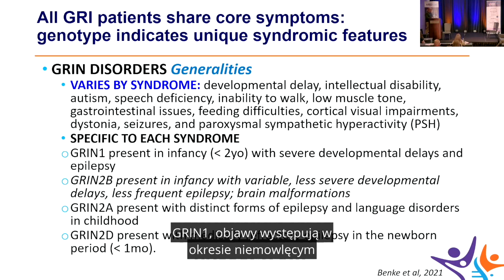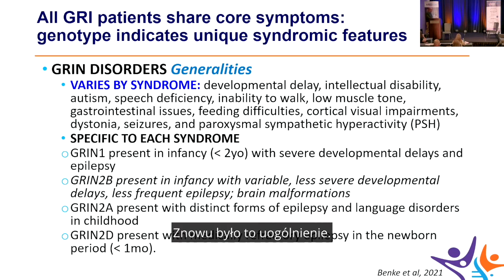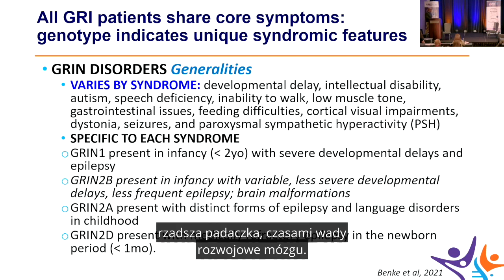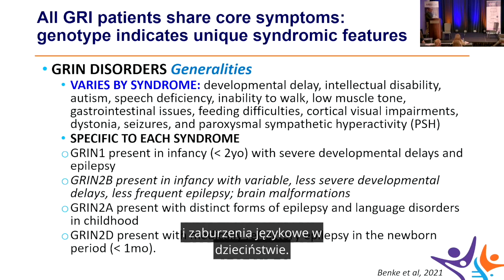GRIN1, the symptoms are present in infancy with severe developmental delays and epilepsy. Again, this was a generalization. This isn't true for everybody. GRIN2B, present in infancy with variable, less severe developmental delays, less frequent epilepsy, sometimes brain malformations. GRIN2A, present with distinct forms of epilepsy and language disorders of childhood. And finally, GRIN2D, present with medically refractory epilepsy in the newborn period, less than a month. And I put this in italics because I think Jen is going to talk to you more about GRIN2Bs.